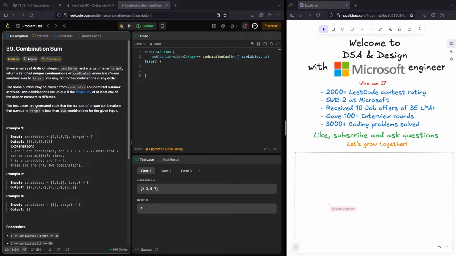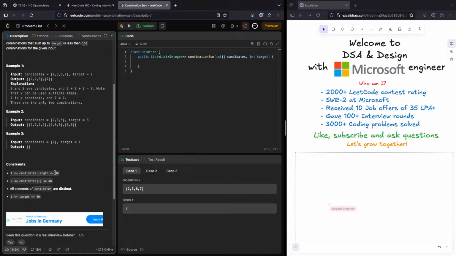Okay, I'll not be looking at the chat for the next 10 to 20 minutes until I solve this one. You are given an array and a target. Return a list of unique combinations where the chosen numbers sum to the target. You may return the combinations in any order. The same number may be chosen any number of times.